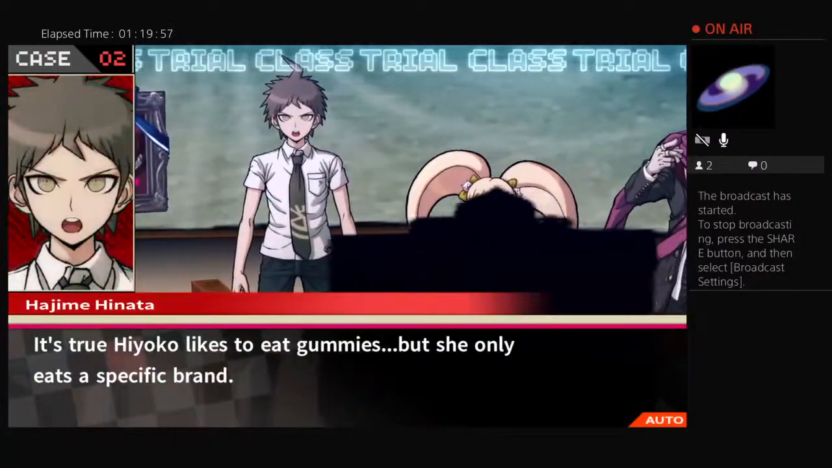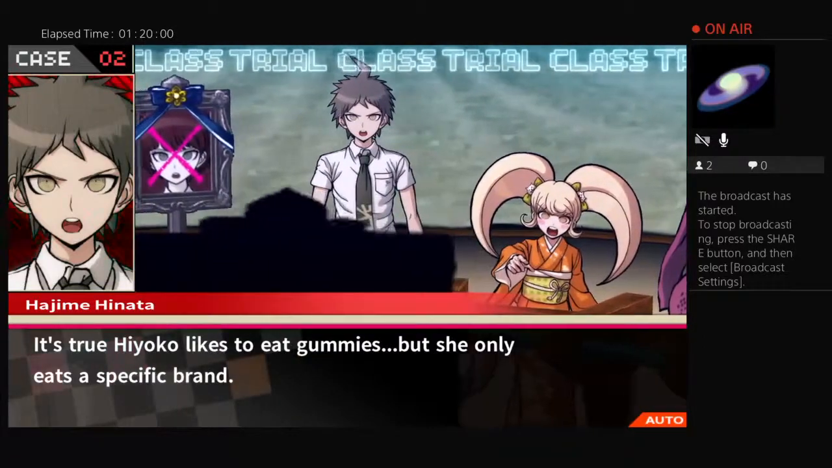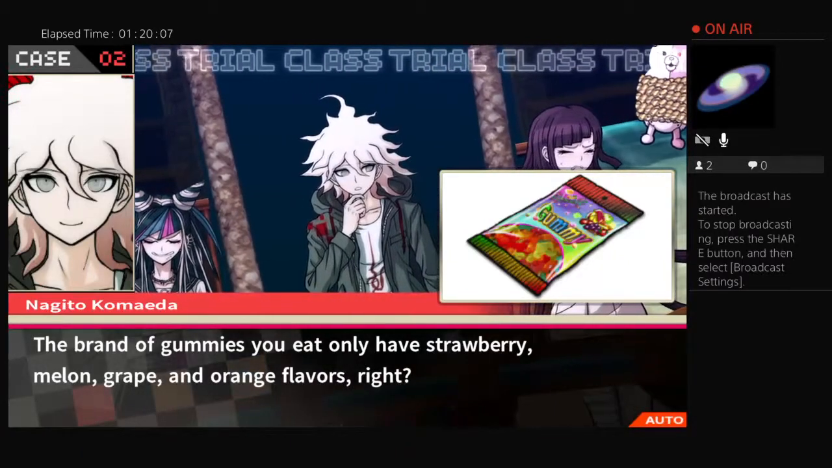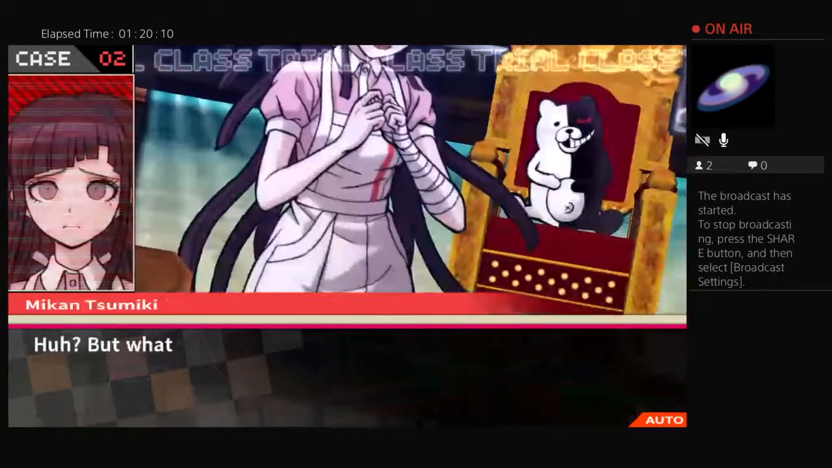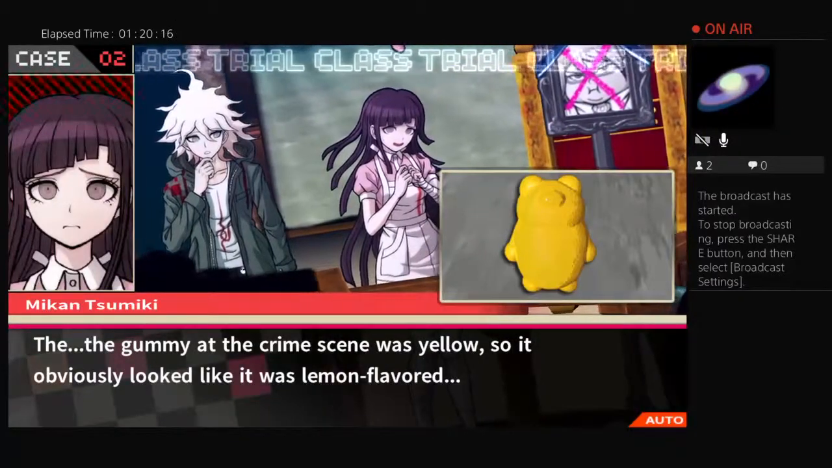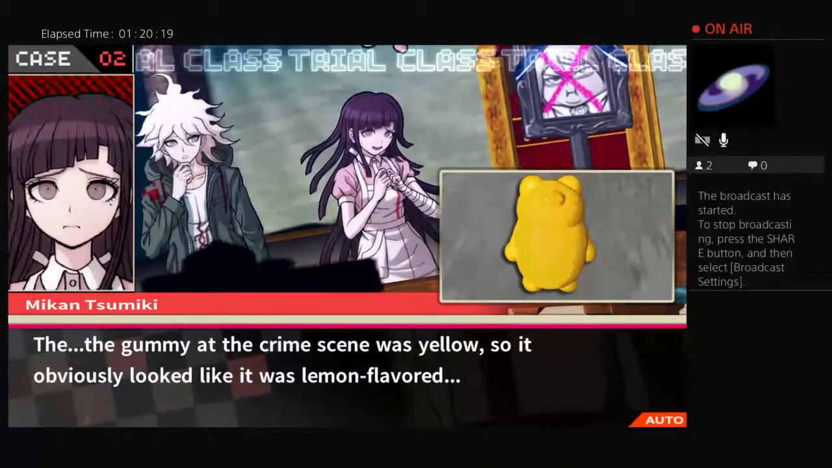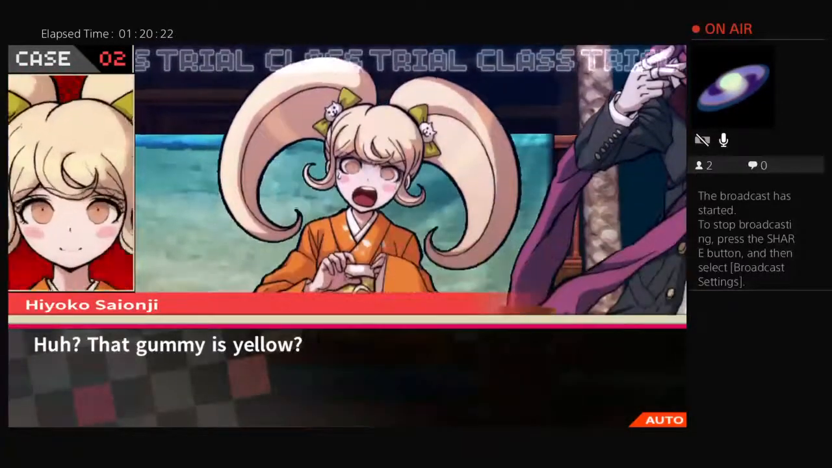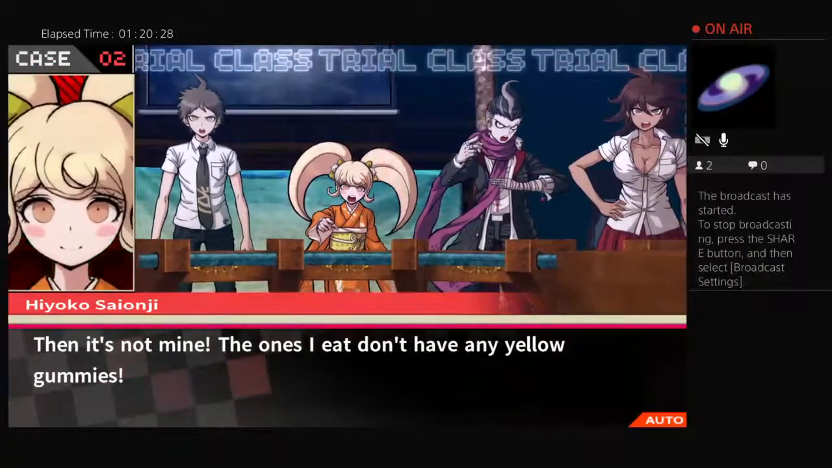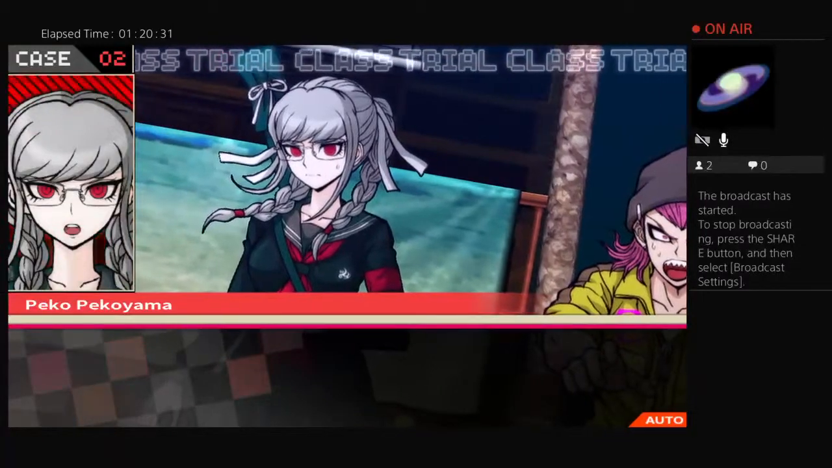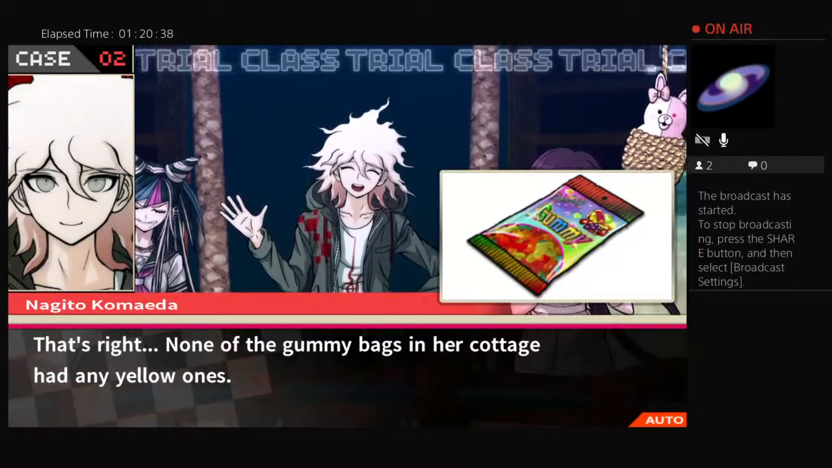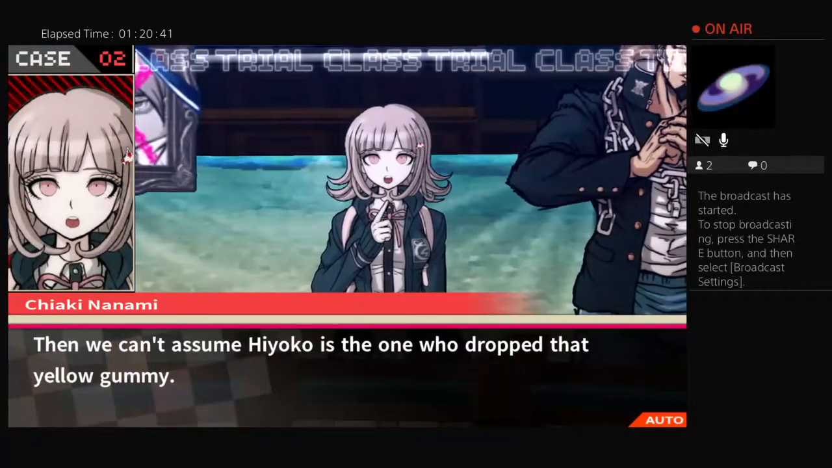It's true Hiyoko likes to eat gummies, but she only eats a specific brand. The brand of gummies you eat only has strawberry, melon, grape, and orange flavors, right? Huh? But what about the lemon flavor? The gummy at the crime scene is yellow, so it obviously looked like it was lemon flavored. Huh? That gummy is yellow? And it's not mine! The ones I eat don't have any yellow gummies! What? That's right. None of the gummy bags in her cottage had any yellow ones. Then we can't assume Hiyoko is the one who dropped that yellow gummy.